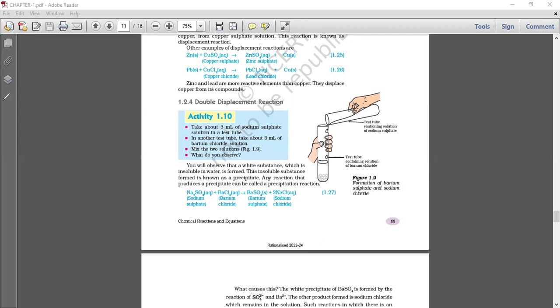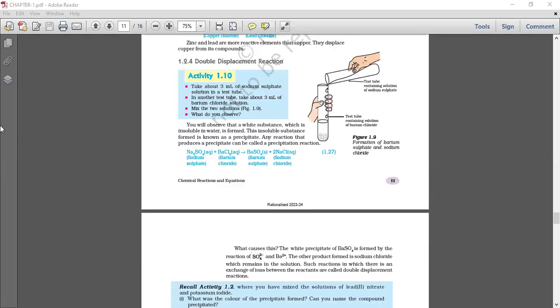Suppose it is asked in the exam to give some more examples, you can write one more example. I'll give you here: silver nitrate, AgNO3. It is a substrate, which will be dissolved in water, aqueous, plus if you add sodium chloride salt, then you will get silver chloride, AgCl. Here you will find this silver chloride precipitate forms.